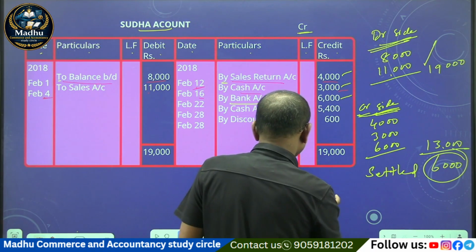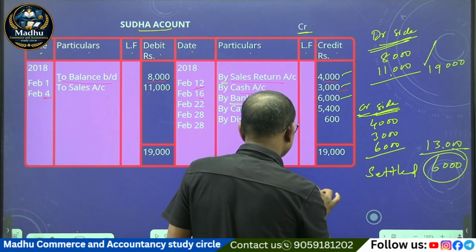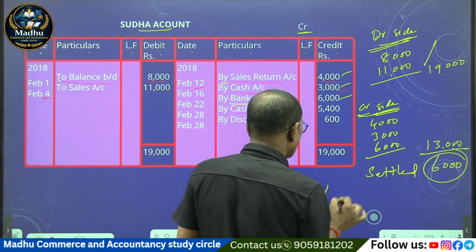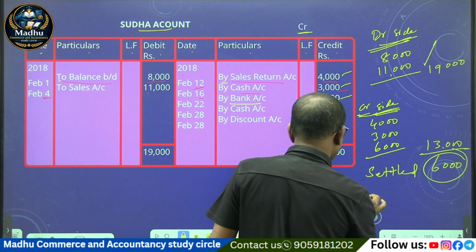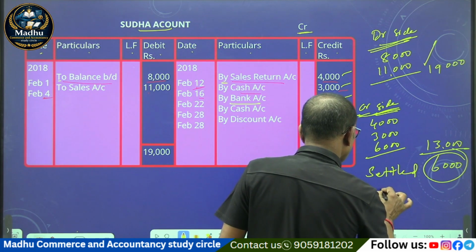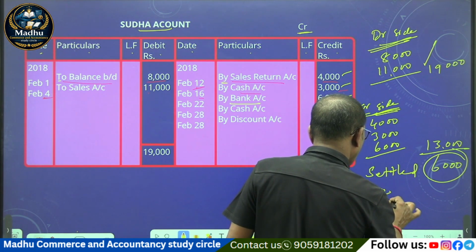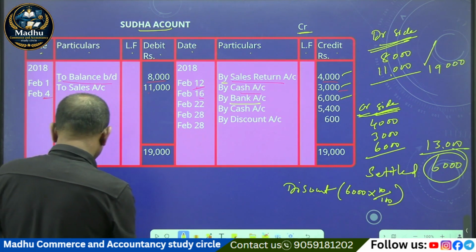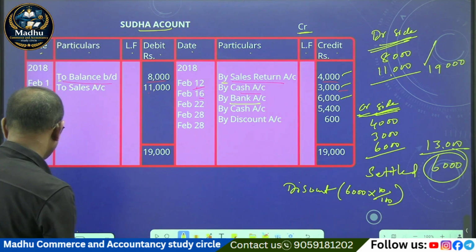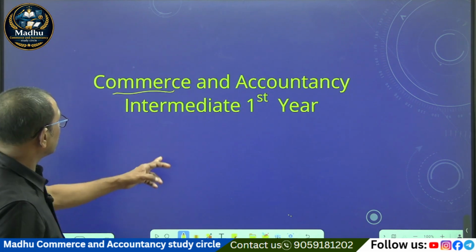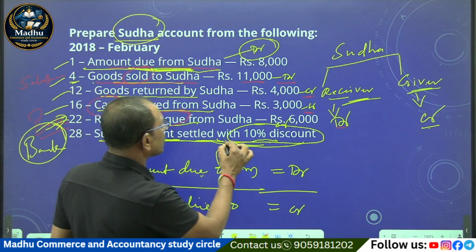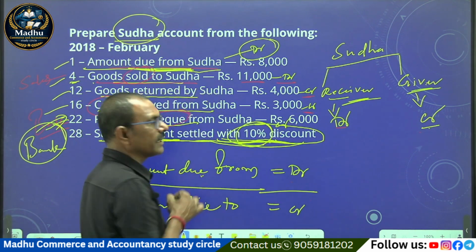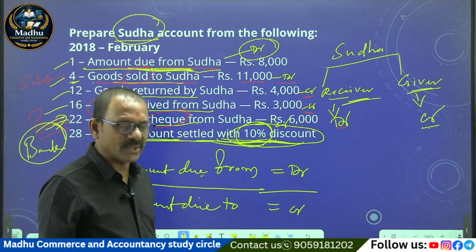Okay, you see here, discount 10% is given. So discount 10% means 6,000 into 10 by 100. You see here, discount is given. So the amount is settled with 10% discount. 10% discount means how to do it here?